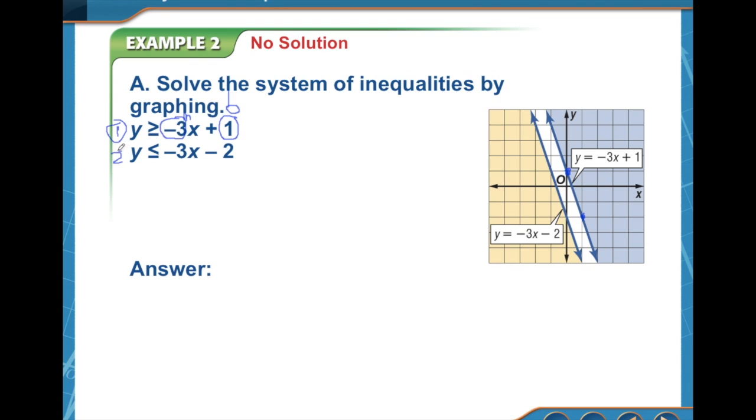If we now focus our attention on the second line, we see y is less than or equal to negative 3x minus 2. Our b value is a negative 2. That's our y-intercept. So start at y, go down 1, 2. That gives us this point. Our slope is also a negative 3. So from here we could go down 3, 1, 2, 3, and over 1. That will give us this point, and then we could draw our line.